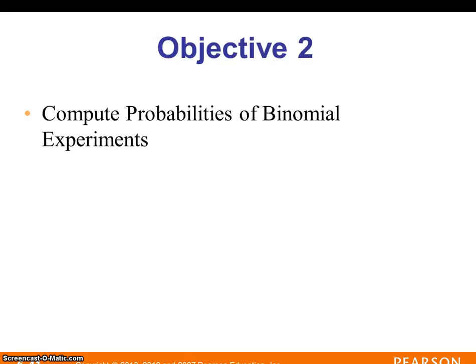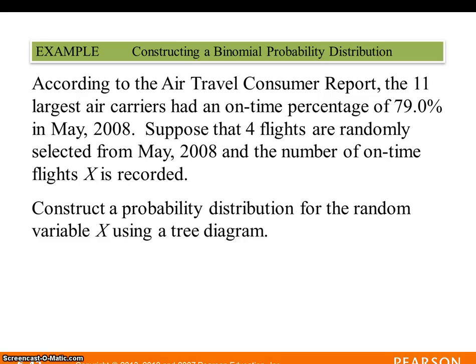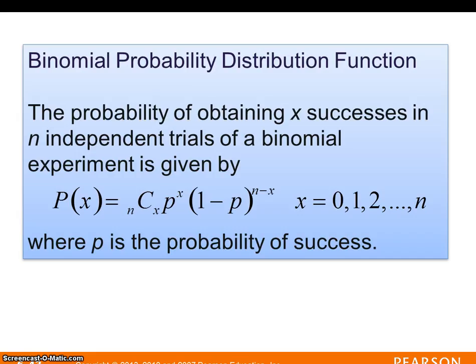So let's look at objective 2 and how to actually compute binomial probabilities now that we know what they are. Let's look at an example. It's a slightly different example here, but we've got the 11 largest air carriers with an on-time percentage of 79%. Suppose that 4 flights are randomly selected from May, and the number of on-time flights is recorded. Construct a probability distribution for random variable X using a tree diagram.